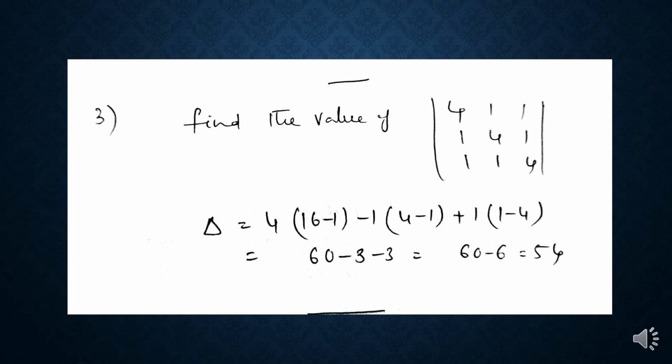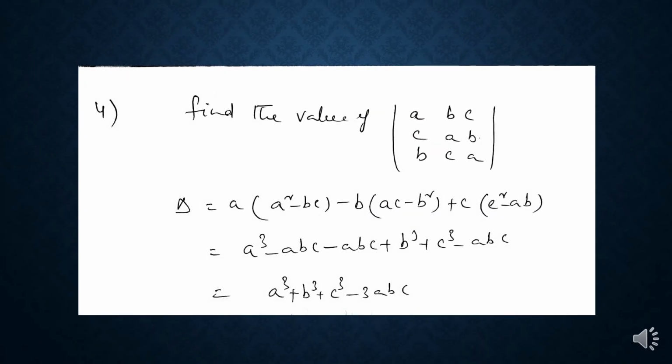Now, next problem. Find the value of the determinant A, B, C; C, A, B; B, C, A. Here also, to expand this determinant, we can use the Laplace expansion. So what is the Laplace expansion? The determinant of a matrix is the sum of the products of the elements with their corresponding cofactors within a row or column.